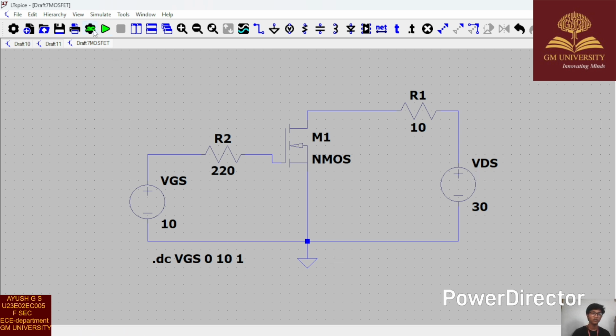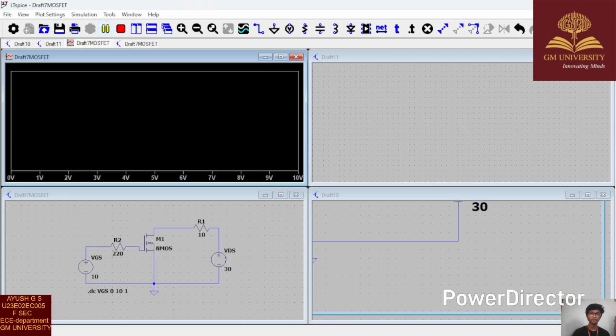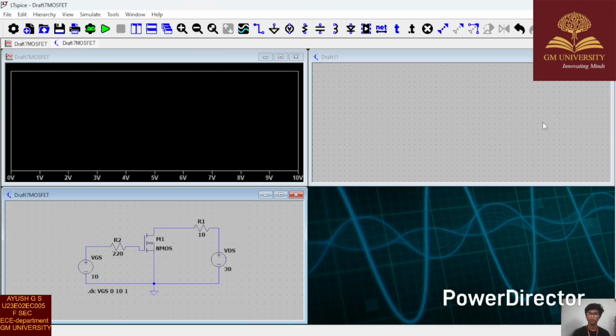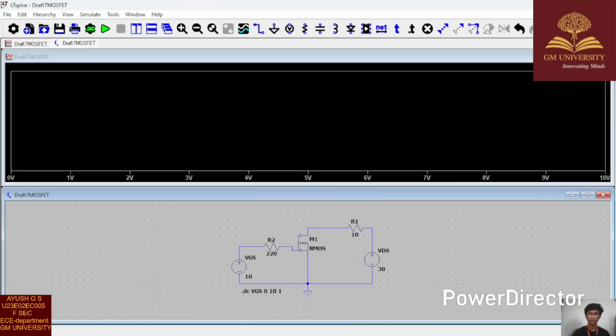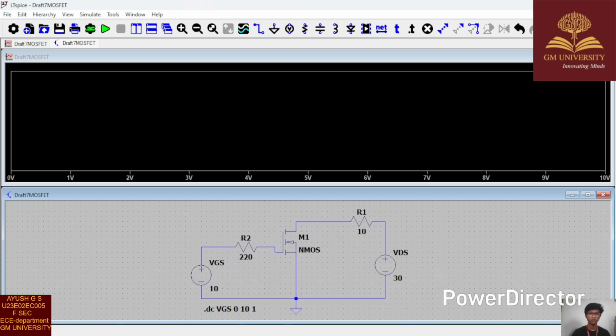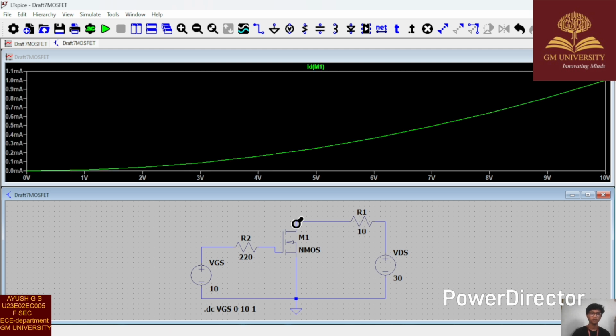So now we will see the graph. We will measure the current at the NMOS, at the drain. We need the current at the drain, the ID current. So see, this is the graph we are getting with respect to ID and VGS, keeping VDS as a constant.